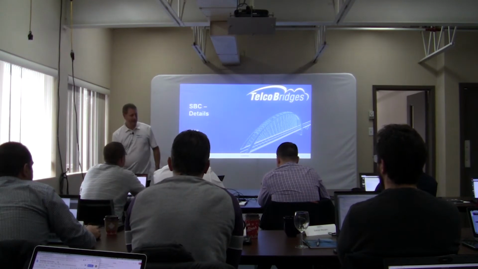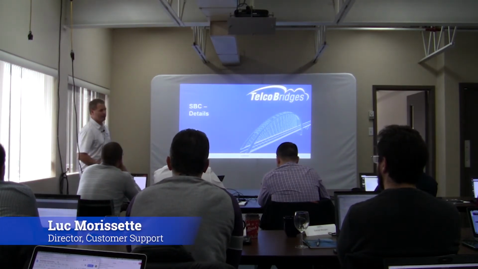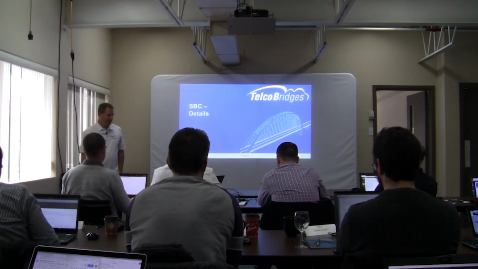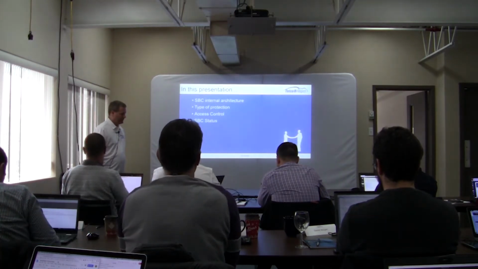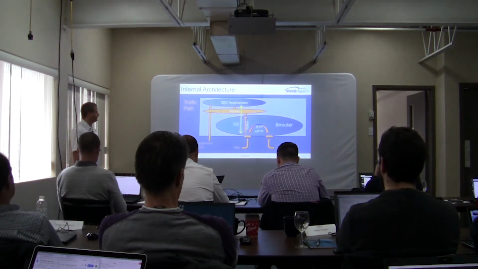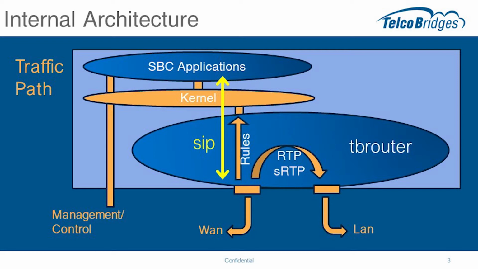So next step is the SBC detail. We go back down deeper in the system to better understand how it works. So, internal architecture of the SBC, types of protections that are available, access control, and what can we get in this SBC status. So we saw that yesterday. Those are the questions we got yesterday.